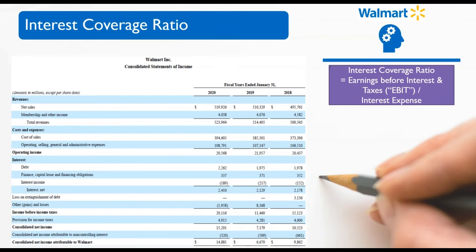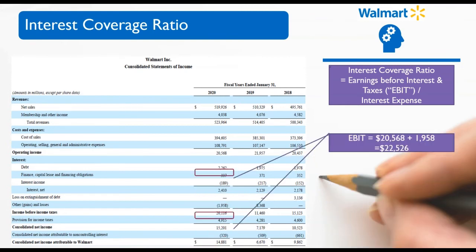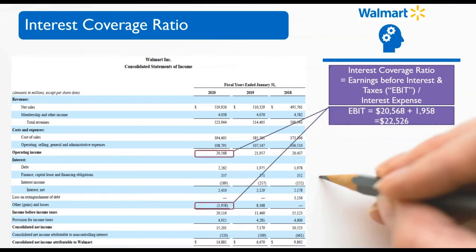To calculate this, we'll use the same formula, and we'll start with calculating EBIT, or earnings before interest and taxes. Here, we locate its operating income of $20.6 billion, and then we'll add the other gains amount of around $1.9 billion. This gives us an EBIT amount of $22.5 billion.